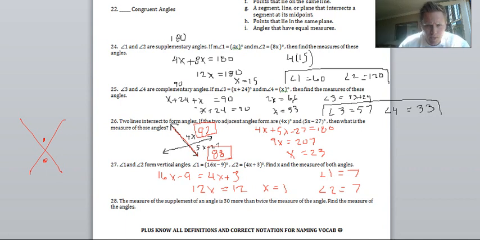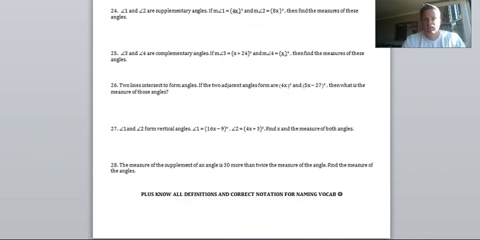Last one. The measure of the supplement of an angle is 30 more than twice the measure of the angle. Let's scoot this down really quick. It says the measure of the supplement. Well, what does supplementary mean? It means 90 degrees when two angles are put together. So I know I have two angles when I put them together. The measure of the supplement of an angle is 30 more than twice the measure of an angle, then 2x that we have right here. Find the measure of the angles.